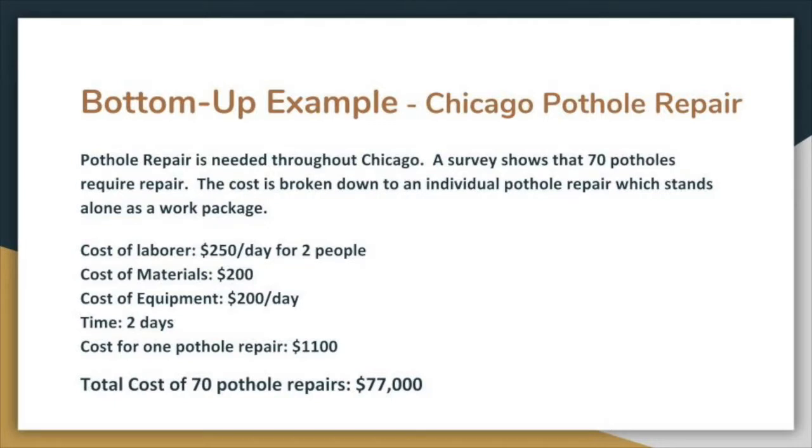An example would be pothole repairs within the Chicago land area. We would break it down to how much it costs and how long it takes to do a single pothole repair, which we could break down to the labor, the materials, and the equipment, and then you just multiply that by how many you've surveyed that you need. So that could equal, if it's $1,100 for one repair, that would be $77,000 if you had 70 potholes.